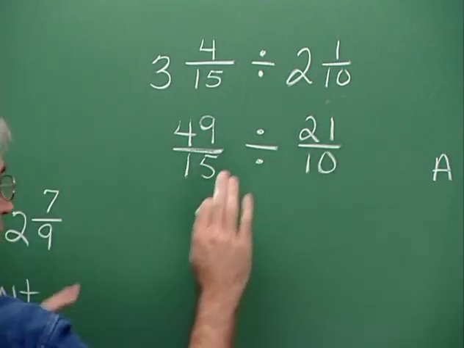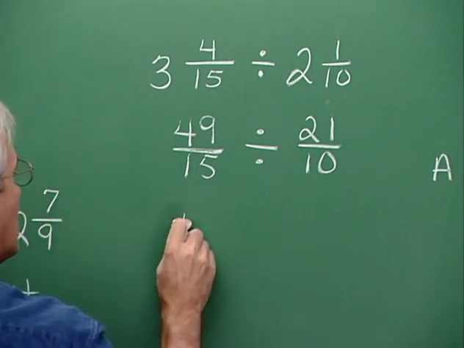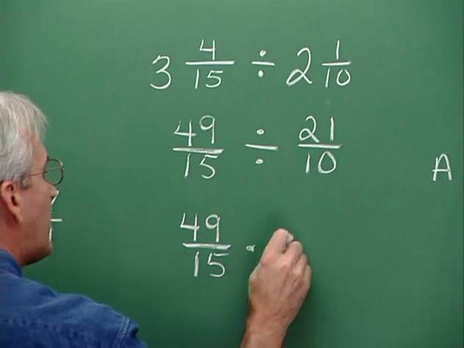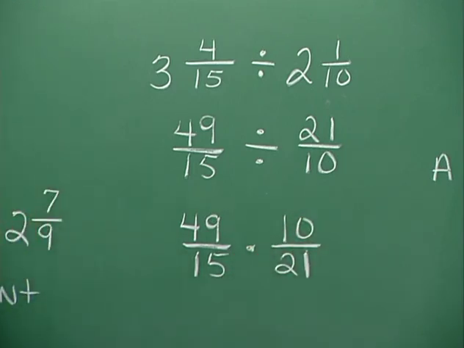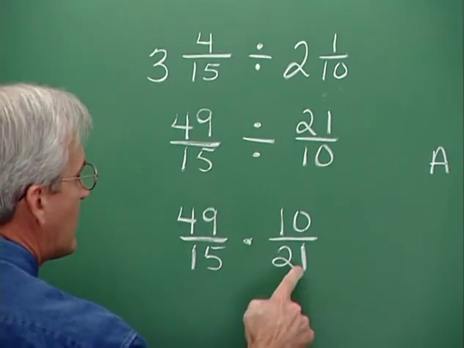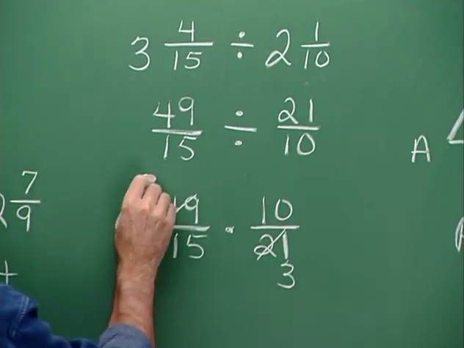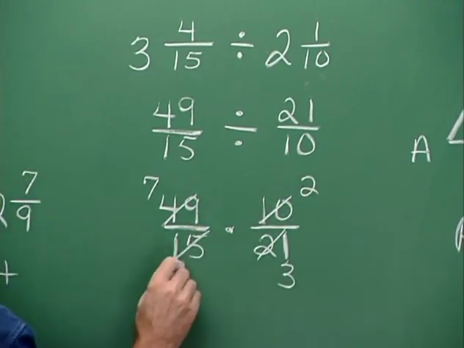Now we flip over that second fraction. That is, we multiply by the reciprocal. So we have 49/15 times, flip over, 10 over 21. And now we're looking for cancellation opportunities, and we have an abundance of them. We have, let's see, 7 goes into 21 3 times, 7 into 49 goes 7 times, and 5 into 10 goes 2, 5 into 15 goes 3.